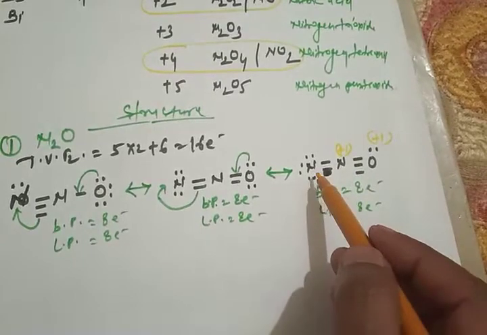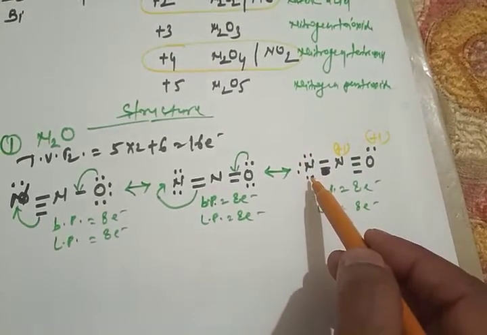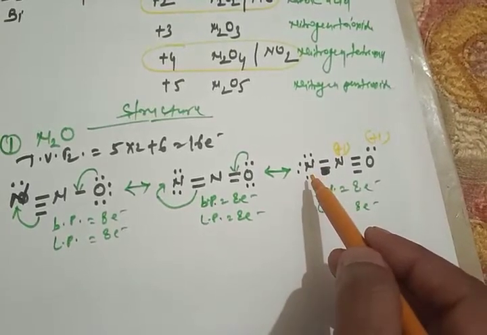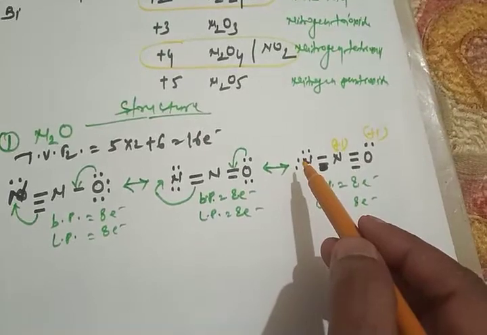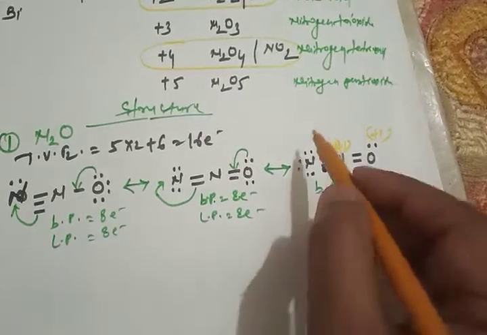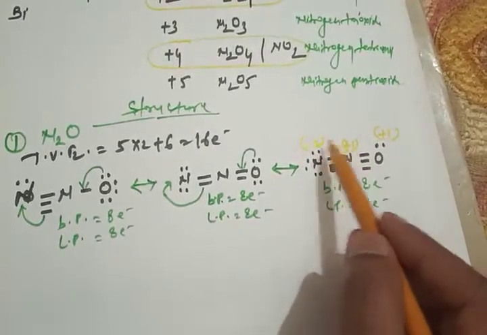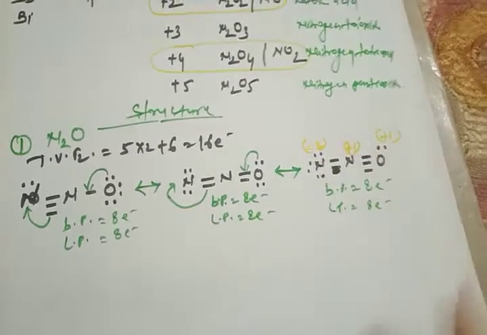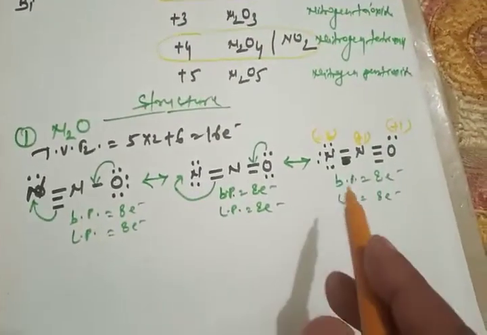Then this nitrogen has 1, 2, 3, 4, 5, 6, 7. Here 2 electrons are in excess, so these 2 electrons can be removed, that means minus 2. So the balance is minus 2 plus 1 plus 1, and overall this is a neutral molecule. This is how the formal charge is calculated.